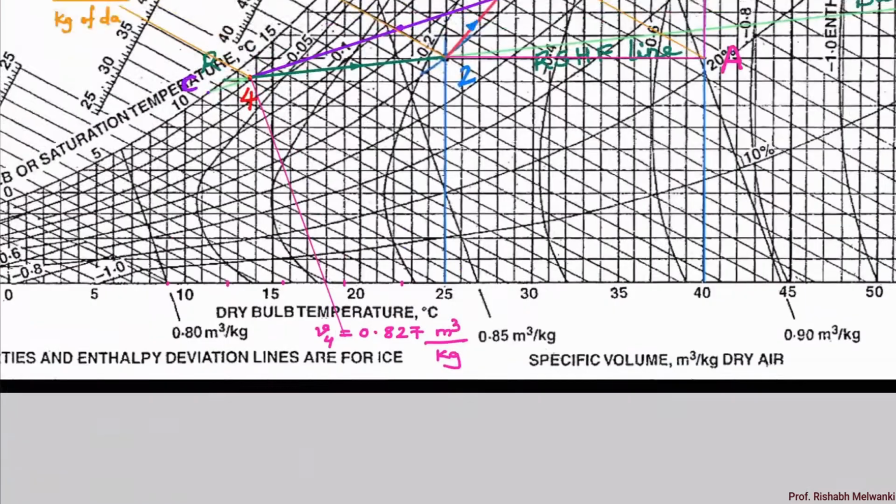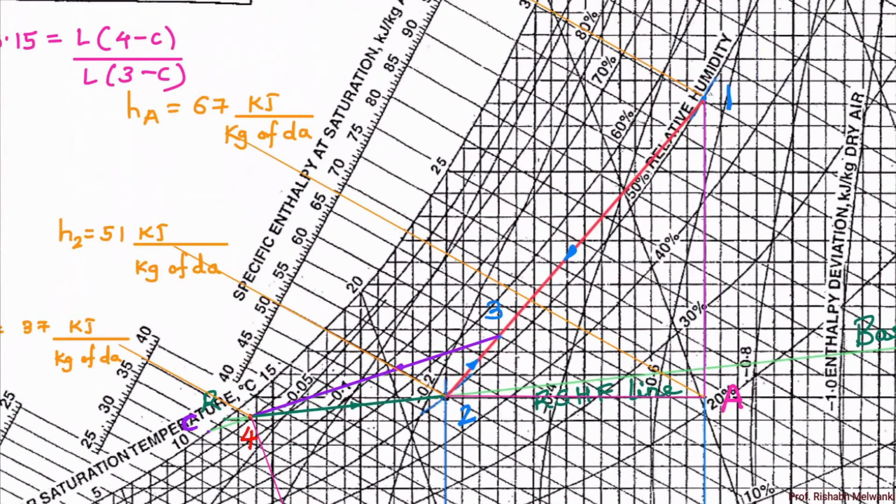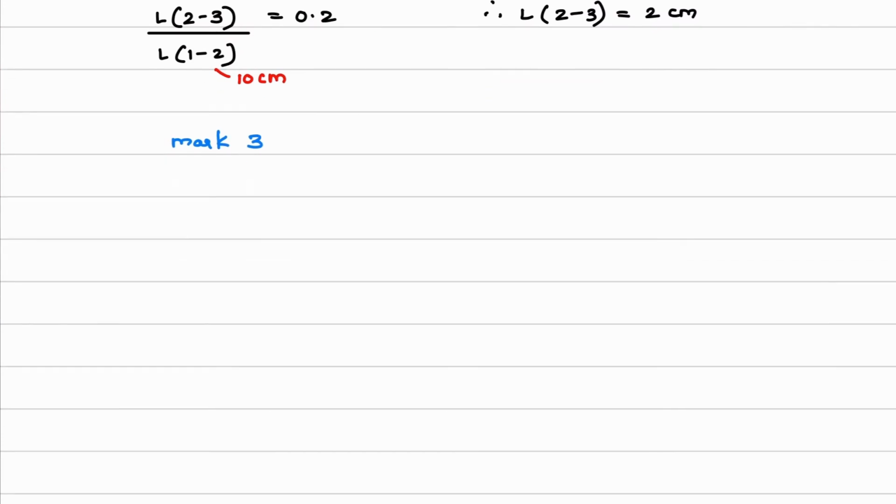Now distance 2, 3 is 2 centimeter. So go to the psychrometric chart. From point 2 we have to draw, because distance 2, 3 we have calculated. So 2, 3 is 2 centimeter, and we will get point number 3. Now once we get point number 3, we can calculate RSHF. So the next step is to calculate the room sensible heat factor.